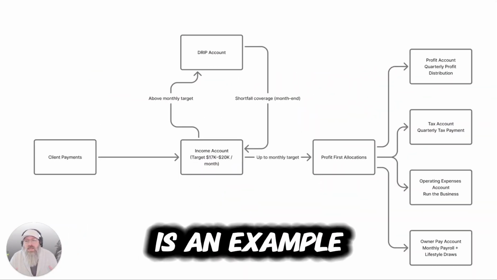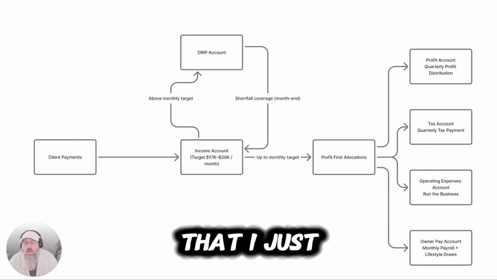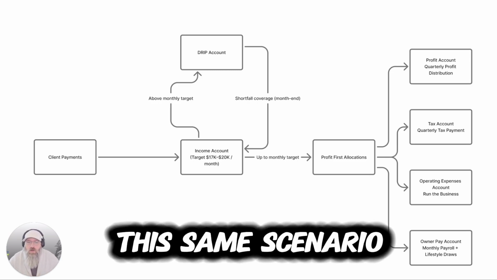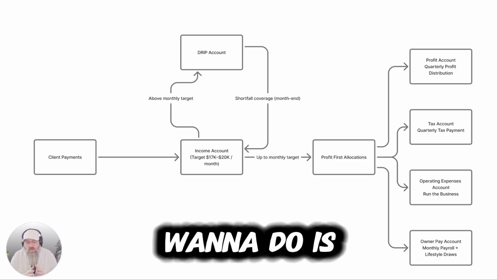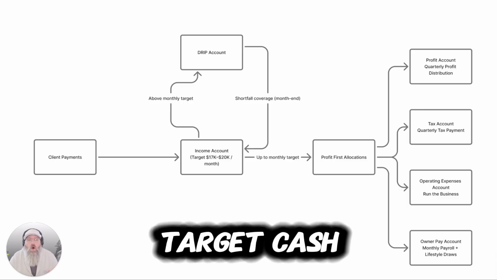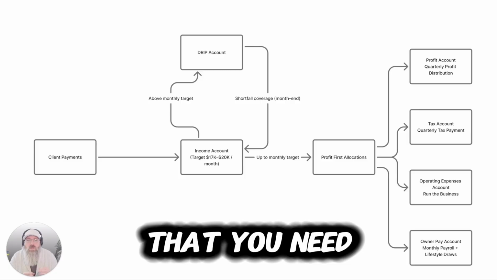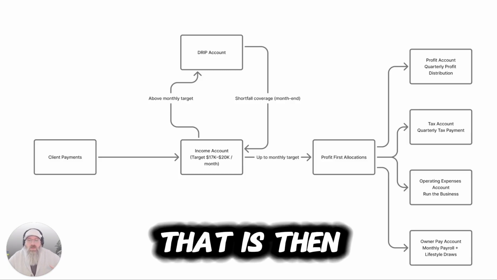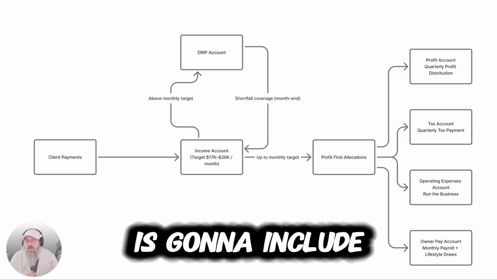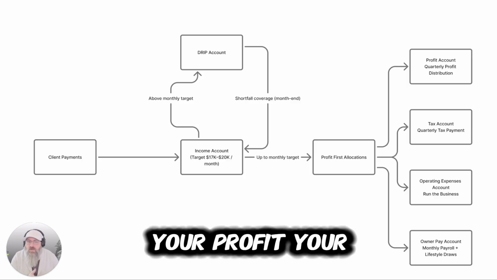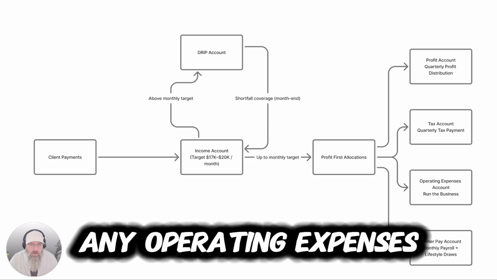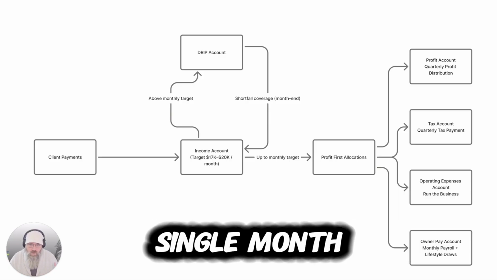What you'll see behind me is an example of a flow that I just built out for a client who's in this same scenario. In this case, what you'll want to do is look at, over 12 months, what is the target cash that you need to have coming into your income account that is then allocated out to your other accounts to operate your business efficiently. This is going to include what you need to pay for taxes, your profit, your owner's pay, your profit distributions, as well as any operating expenses that occur every single month.